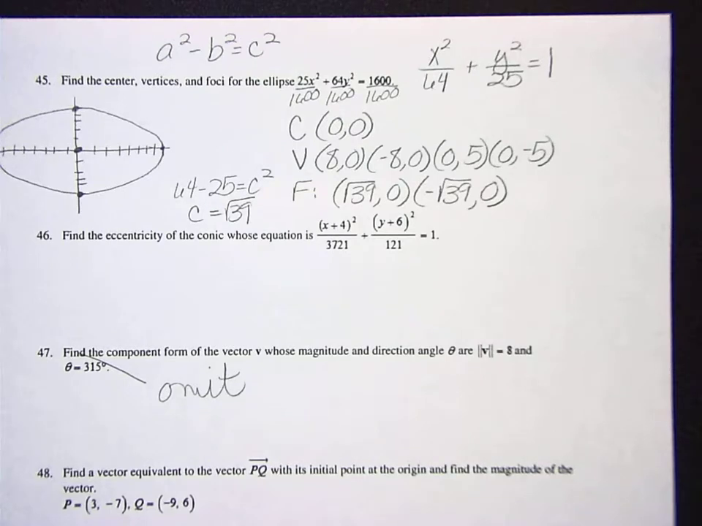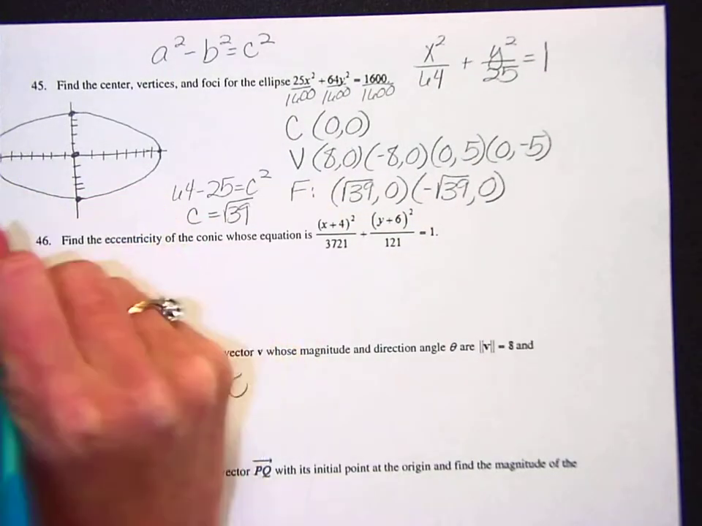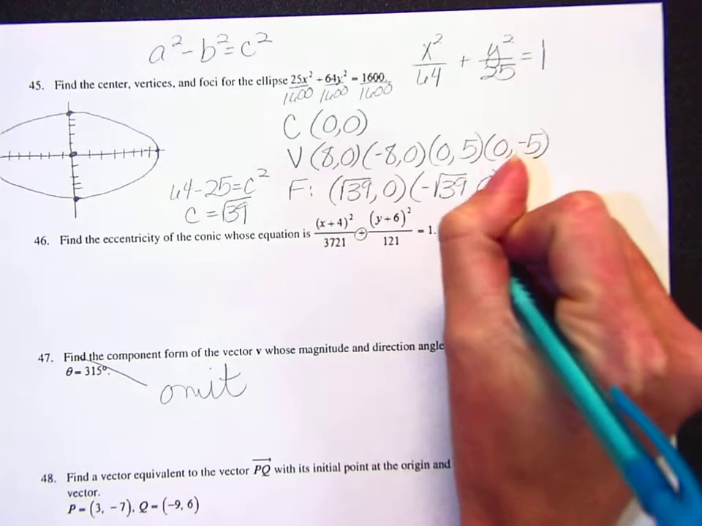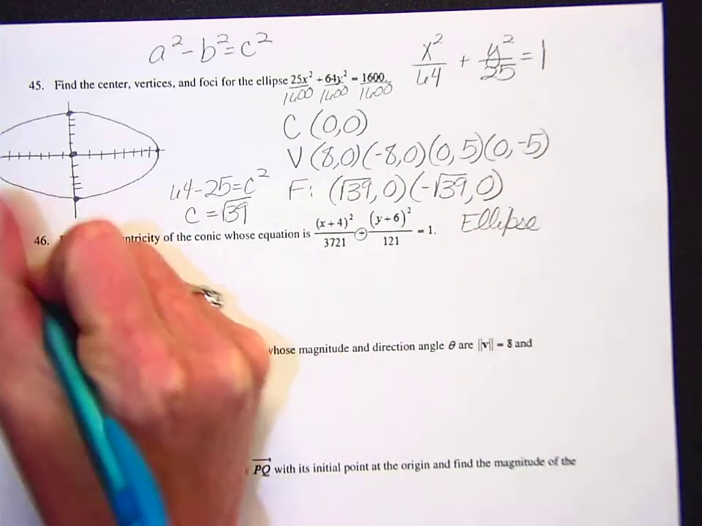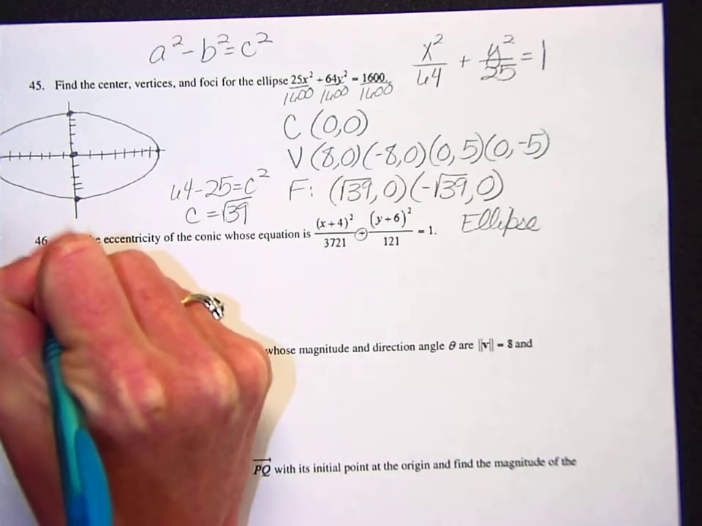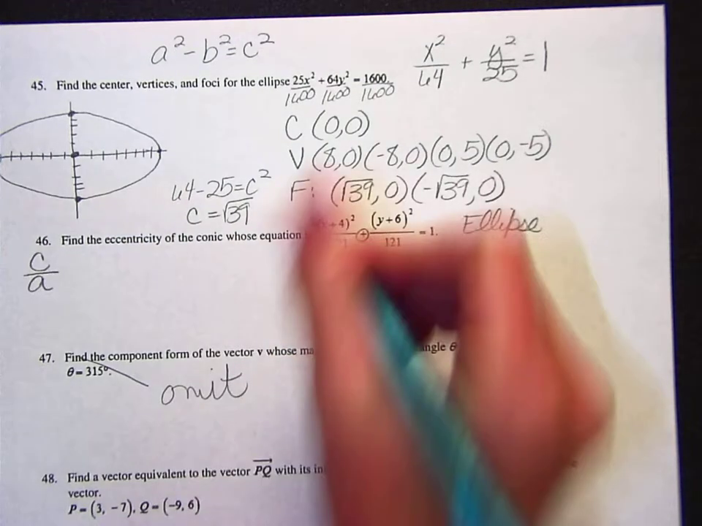Okay, on number 46, we're going to start by finding the eccentricity. My formula for eccentricity, this one's an ellipse right here. I know that because of that plus sign in between them. So my formula for the eccentricity is C over A. So with an ellipse, A is going to be the square root of the bigger one.